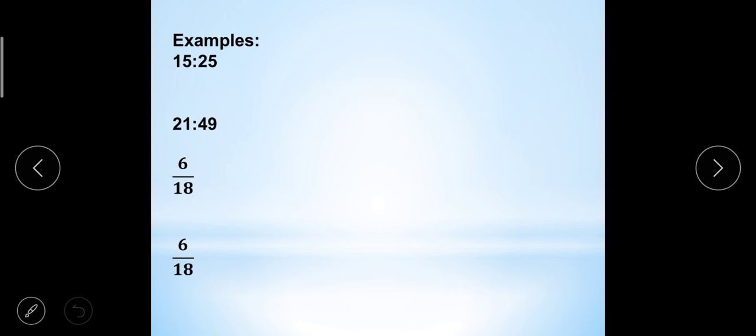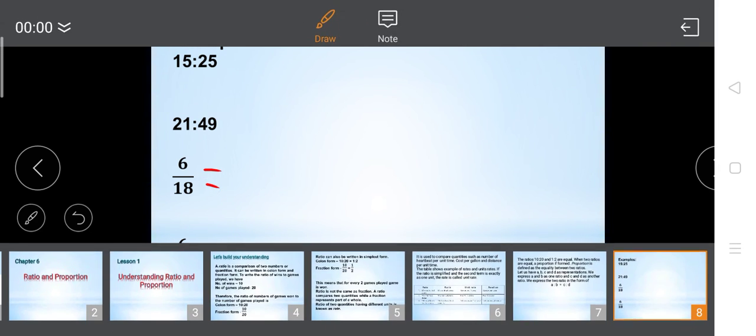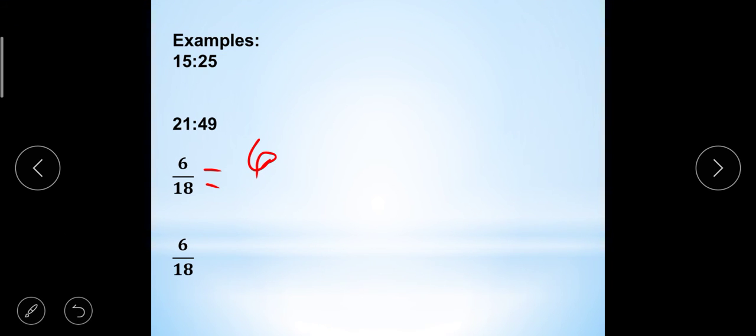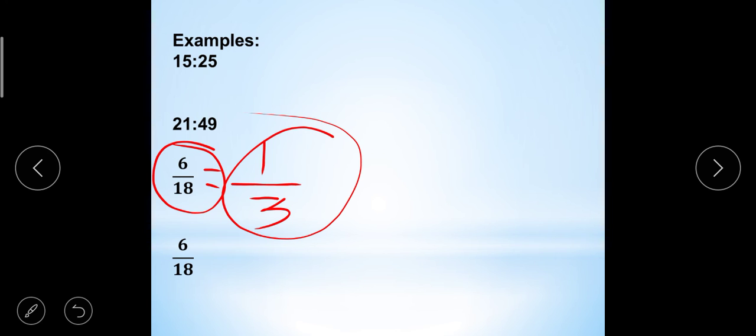What is the common factor of 6 and 18? Vika. 6. Okay. 6 divided by 6. Bibilisan ko na grade 5 ha kasi it's almost time. 6 divided by 6 is 1. And 18 divided by 6 is 3. So, the simplified form of 6 is to 18 is 1 is to 3. Or 6/18 is equal to 1/3. 6/18 din to.